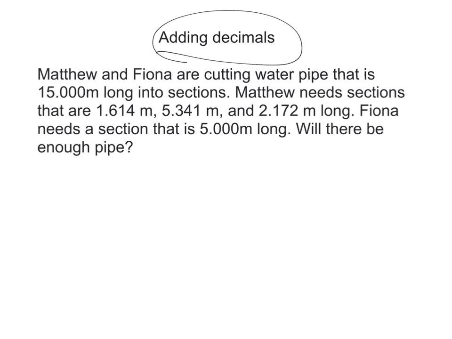So let's just quick read the question. Remember, we underline keywords and phrases. Matthew and Fiona are cutting water pipe that is 15 meters long. So the water pipe here is 15 meters long, and they're going to cut it into sections. Matthew needs sections that are 1.614 meters, 5.341 meters, and 2.172 meters long. So we're going to cut them into three pieces that long, and then Fiona needs a section that is 5 meters long. Will there be enough pipe?